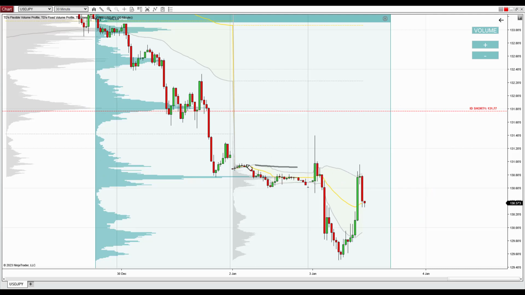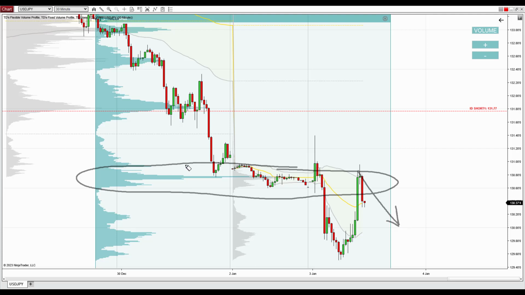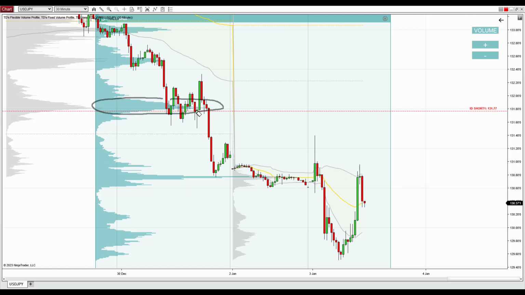Now, this reaction, this one, to this heavy volume zone is already done. There's no point in trading this again. I only trade the first tests, so this one is spent, but this heavy volume zone hasn't been tested yet. There still hasn't been a proper pullback to this heavy volume zone, so this is still valid to trade. So what we do is we wait for a pullback and then we can trade shorts from there. All right. So that's the plan on the US dollar Japanese yen.